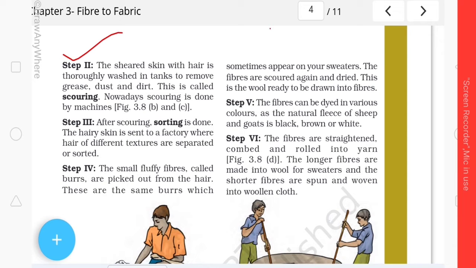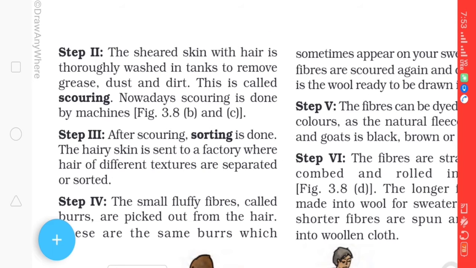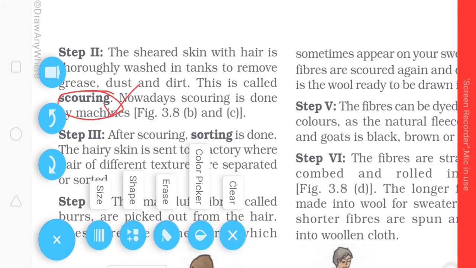Step 2. The sheared skin with hair is thoroughly washed in tanks to remove grease, dust and dirt. So this is called what? Scouring. The process of washing away the dust, oil and grease from the sheared skin or the sheared hair is known as scouring. So in the second step, what are we doing? Scouring. In the first step, what have we done? We did shearing. In the second step, now we are doing scouring. Nowadays scouring is done by machines. In the third step, what do we do?